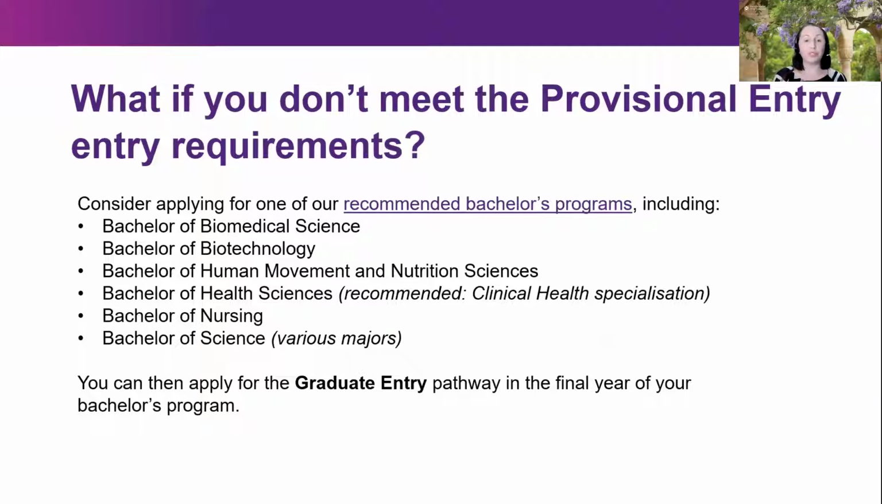What if you don't meet provisional entry requirements? It doesn't mean that you don't get to go into the Doctor of Medicine. It just means that you might have to take the graduate entry pathway. So you might consider applying for one of our other undergraduate degrees, such as a Bachelor of Biomedical Science or a Bachelor of Nursing, and use that as your key degree and apply through the graduate entry pathway.